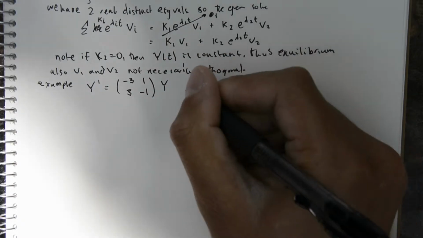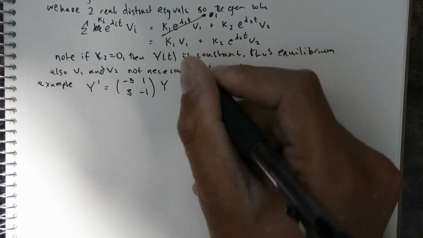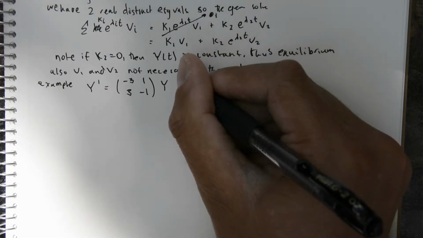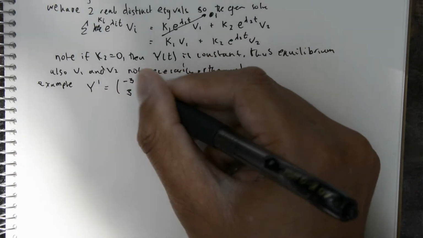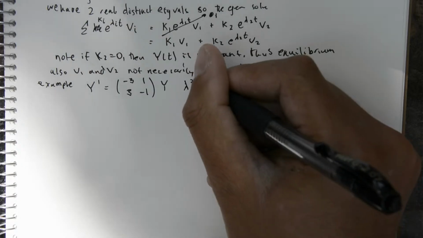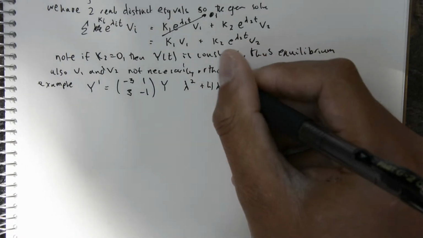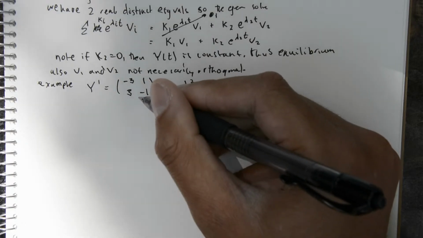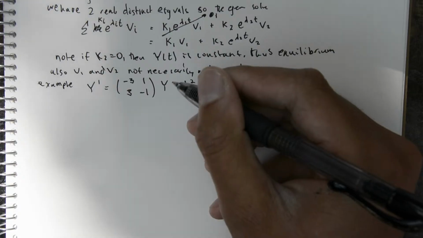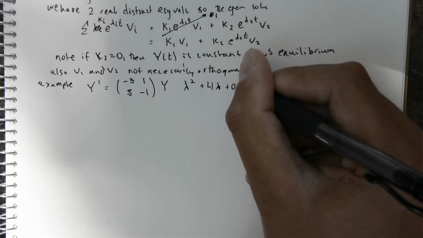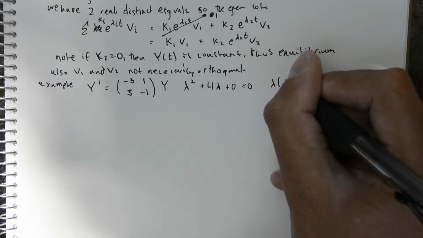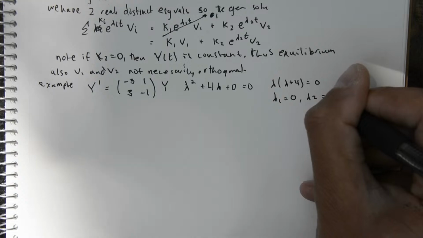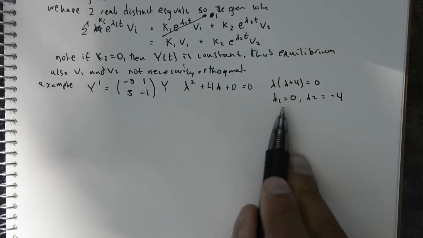So we make our characteristic polynomial. One hack, though, and they teach this in the next section, I think, is that you can do lambda squared, the trace is going to be minus 4, so we get plus 4 lambda, and then the determinant is 3 minus 3, so plus 0 is equal to 0. So then we get lambda times lambda plus 4 is equal to 0. So lambda 1 equals 0, lambda 2 equals minus 4. All right, so we have our two eigenvalues.